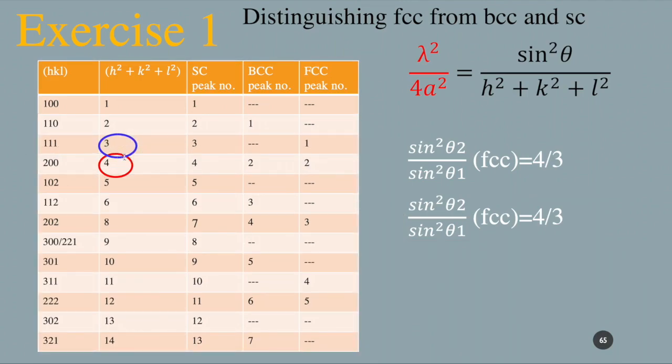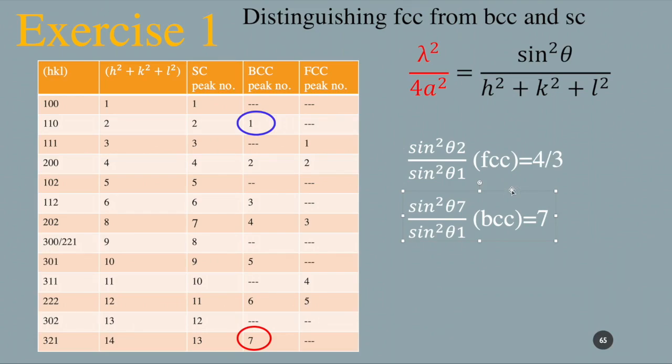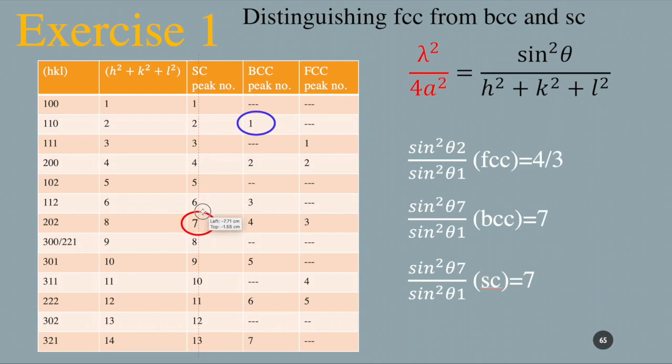For BCC, it's the seventh peak divided by the first peak. So this is the seventh, and this is the first peak for BCC. The ratio should come 14 divided by 2, it has to be 7. So if we get this ratio, then we expect that the crystal is BCC. Similarly, for simple cubic, we again divide the seventh peak by the first peak, and the seventh peak is this, so 8 divided by 1, it has to be 8. So with this simple exercise, we should be able to distinguish the FCC from BCC and simple cubic.